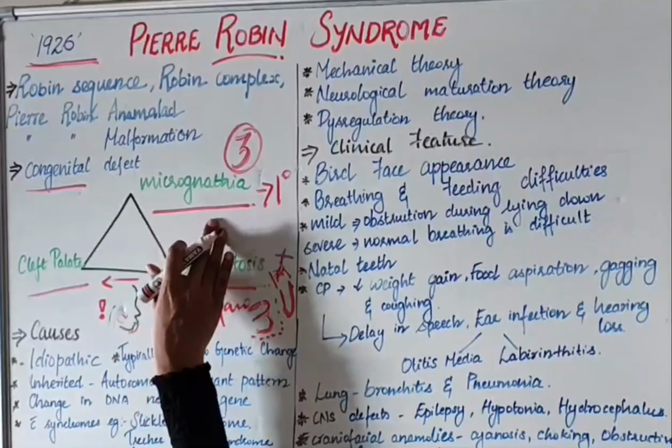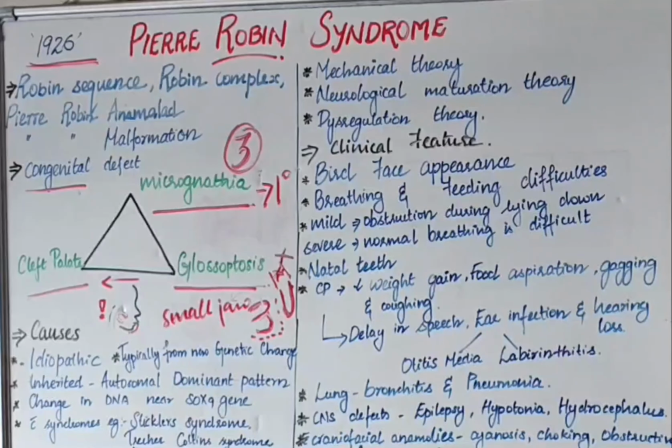The classical triad is very important when Pierre Robin Syndrome is asked. Next, we have to know the causes. It's mostly idiopathic, that is, we do not know the exact cause of Pierre Robin Syndrome. But of course, it is due to a genetic change. Most of the time it is not inherited from the family; it can be a new genetic change. In some cases, it can also be inherited.